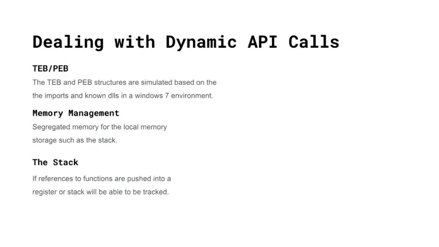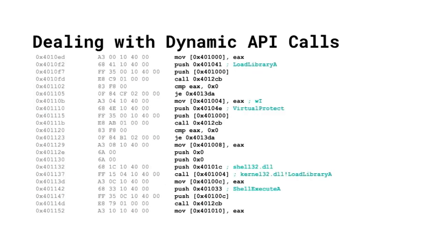Like I explained, if you're doing shellcode, you're dynamically loading the API calls that you need. So from that, it simulates the TEB and PEB, and handles memory management where I segregate everything so that it won't access things that it doesn't need to access. And because functions can be pushed on the stack, you can actually see that as it's happening. What do I mean by that?